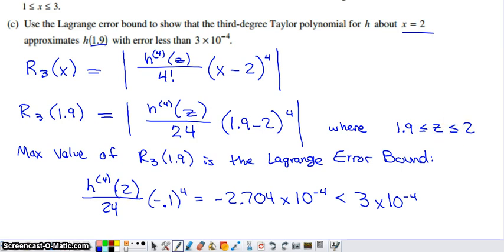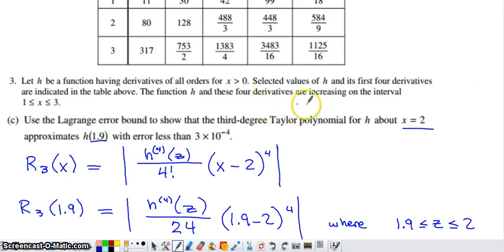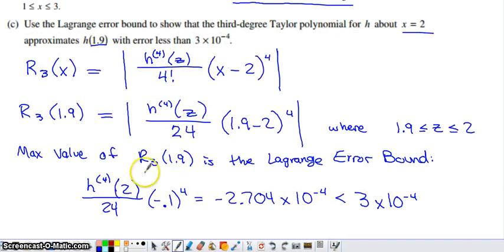Well, in this case, the 4th derivative evaluated at z, when z sits between these numbers, is going to be biggest at 2. The reason why goes back to this. These 4th derivatives are increasing. So as z goes from 1.9 to 2, the value of the 4th derivative evaluated at z is going to continue to increase as we progress through this interval. Therefore, the maximum value of this remainder is going to happen when z is equal to 2.